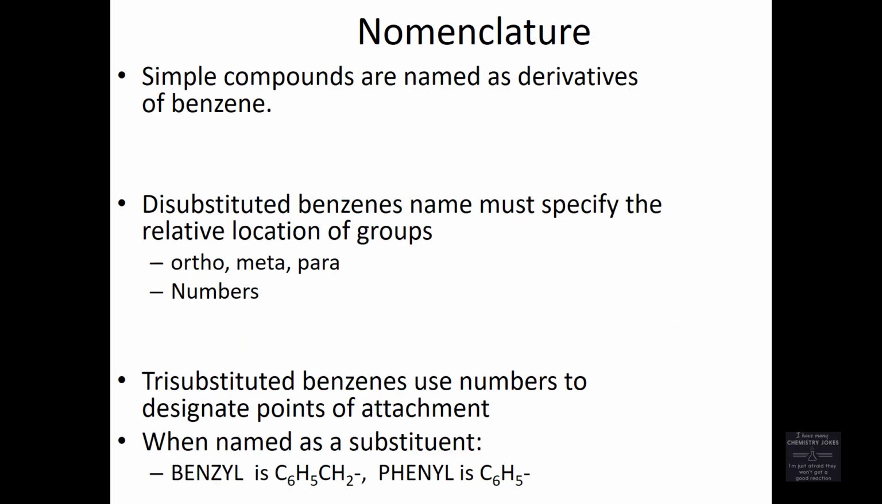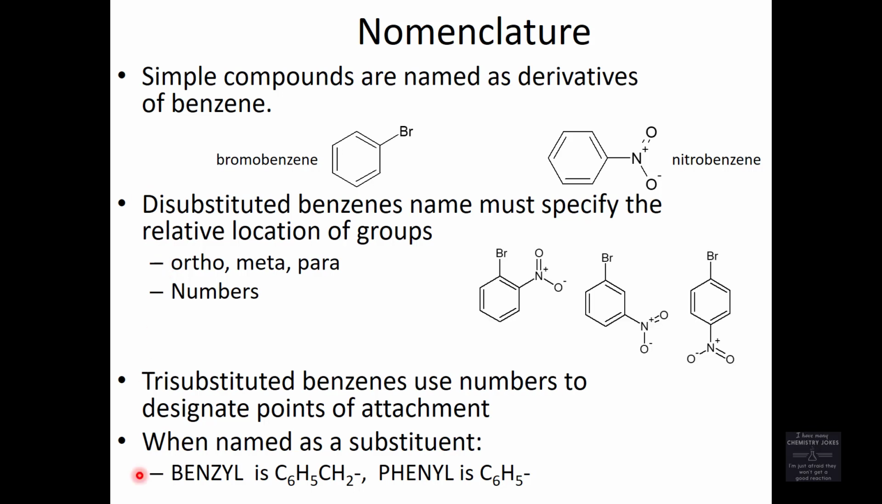How do we name these multiply substituted benzenes? Simple compounds are named as benzene derivatives, like bromobenzene, like nitrobenzene. We've said that already. Disubstituted, if there are two functional groups on benzene, you must specify the position of them. So here are some examples. These are right next door to each other, and the word for right next door to each other is ortho.